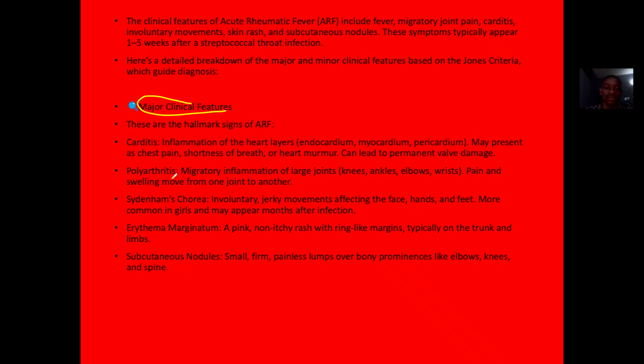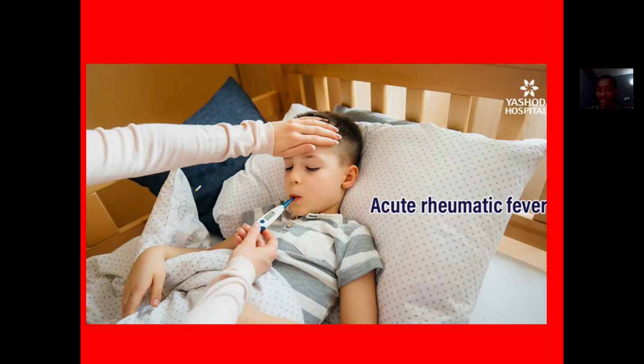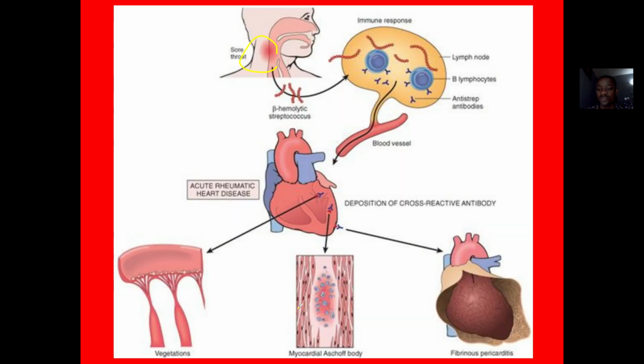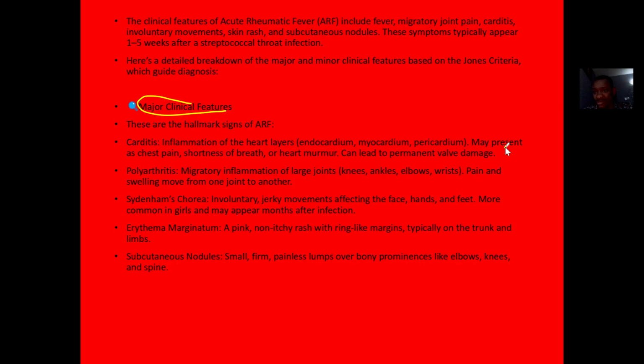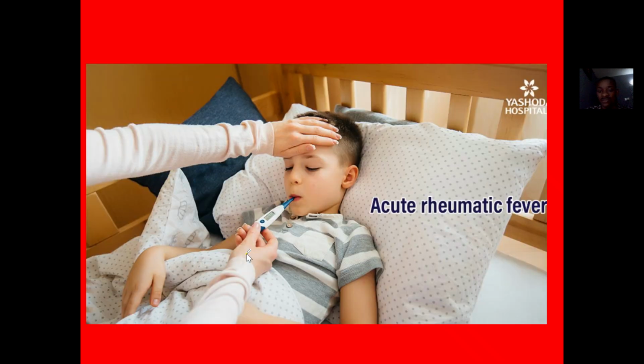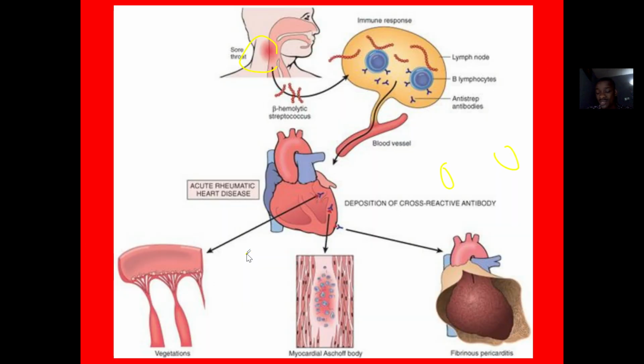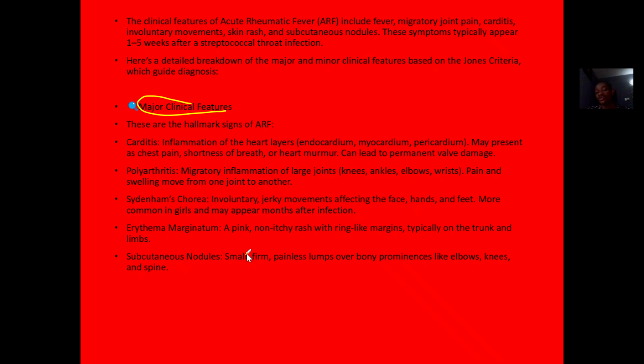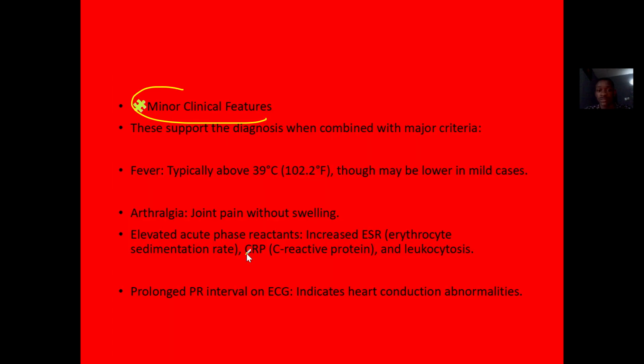Then we have polyarthritis, okay. So there's a whole lot of inflammation in the joint, and it can inflame these joints. The other day it goes to other joints, that's why we say migratory. It's moving from one place to another. The Sydenham Chorea, the person is just moving involuntarily, affecting the face, hand, and feet. Erythema marginatum, you have a lot of patches on the skin and all of that. Then subcutaneous nodules.